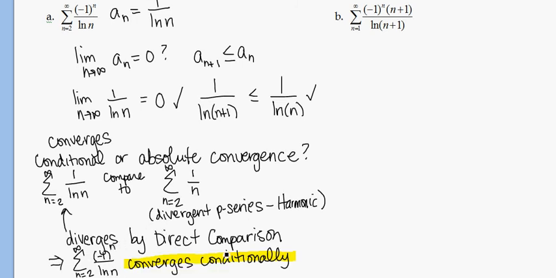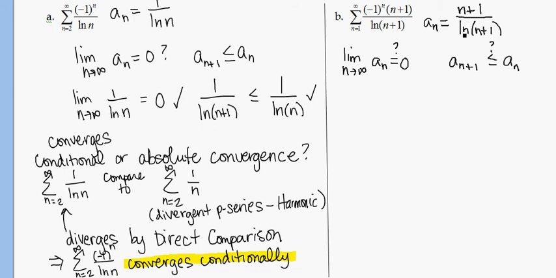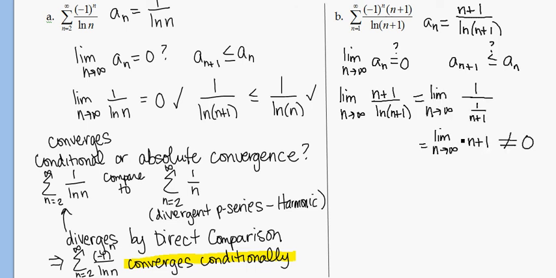Let's try another example. So a sub n is n plus 1 over the natural log of n plus 1. We want to check our two conditions. When we evaluate our limit, we see we get something of indeterminate form, so we can apply L'Hopital's rule. Note here that we are going to flip and multiply. This expression is really just n plus 1. So as n goes to infinity, this goes off to infinity, which is clearly not 0. Once one of these is not met, we know that it can't satisfy both. So by the alternating series test, this series diverges. And we don't have to check now for conditional or absolute convergence because it diverges.